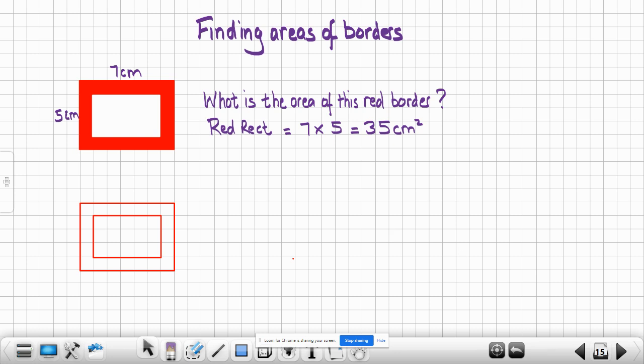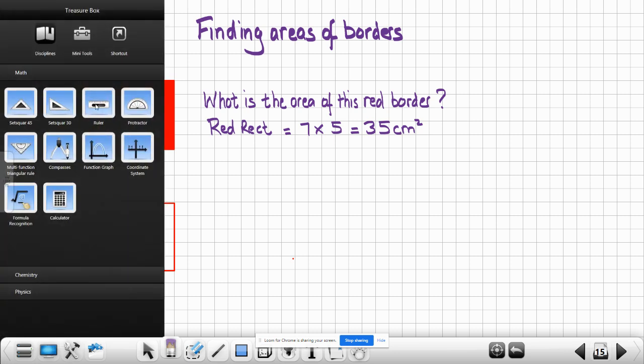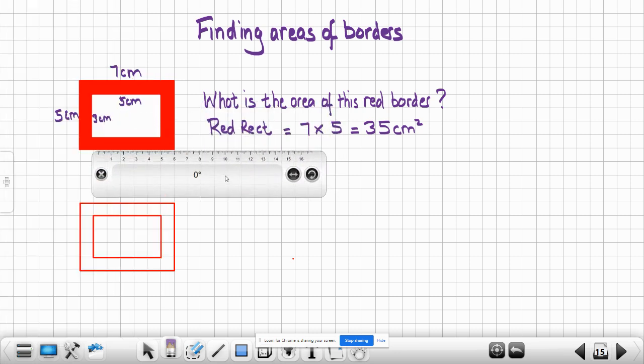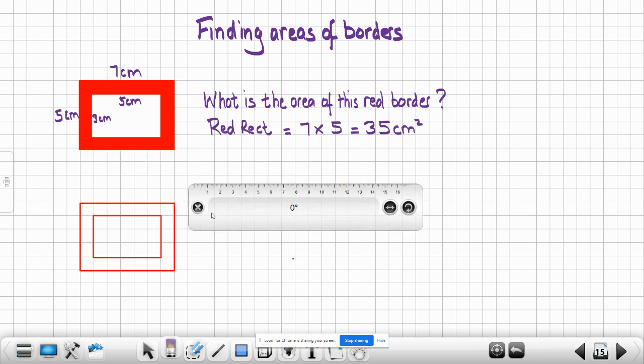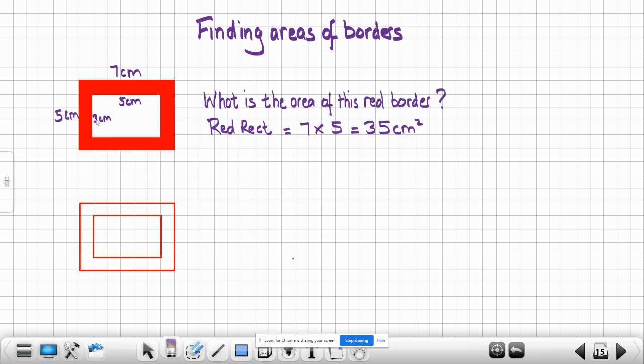So now we've got this rectangle in the middle. How would we work out the area of this? Well, it's 1, 2, 3, 4, 5 in that direction. 1, 2, 3 in that direction. And I'm doing this because I've got square paper, but if you didn't have the square paper, you could just measure it to see what it would be with a ruler. So that's 3 by 5.